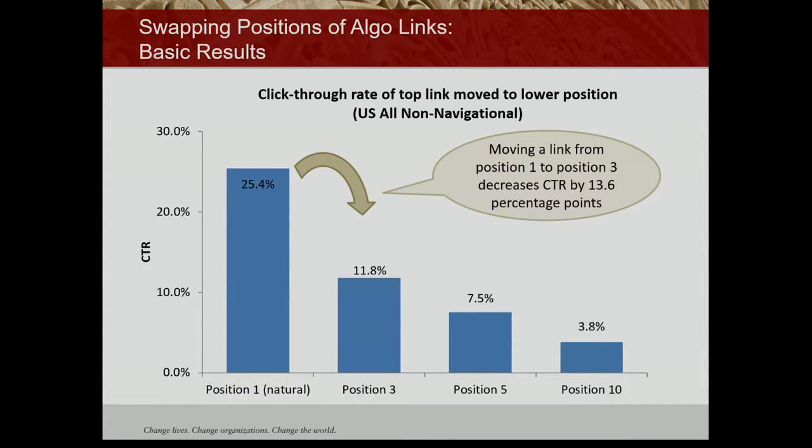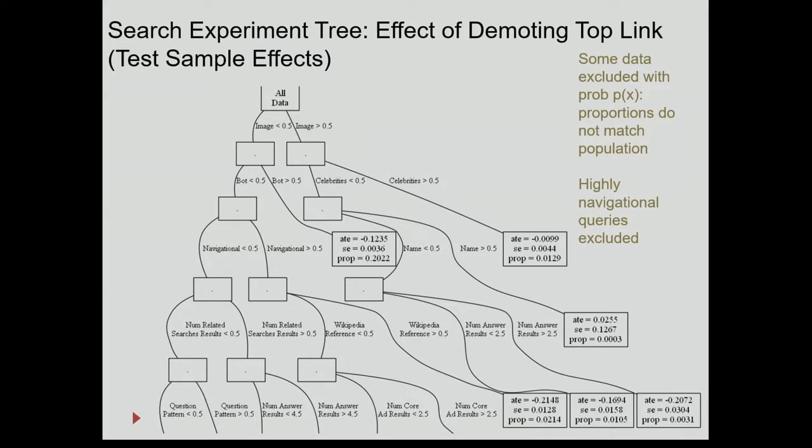So here's an example. I did an experiment where I flipped the first and third positions for Bing search. And what I found is when you take an algorithmic link from the first to the third position, you lose 13.6 percentage points of click-through rate. So what this looks like when I then go and see if this is heterogeneous is I get this tree. Within each leaf of the tree, I'm going to get a different average treatment effect, a different standard error. Okay, and these standard errors are going to be valid, again, because I split my sample.